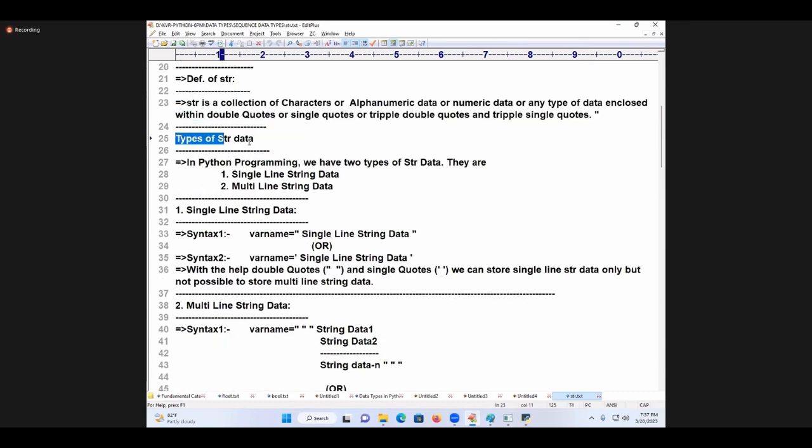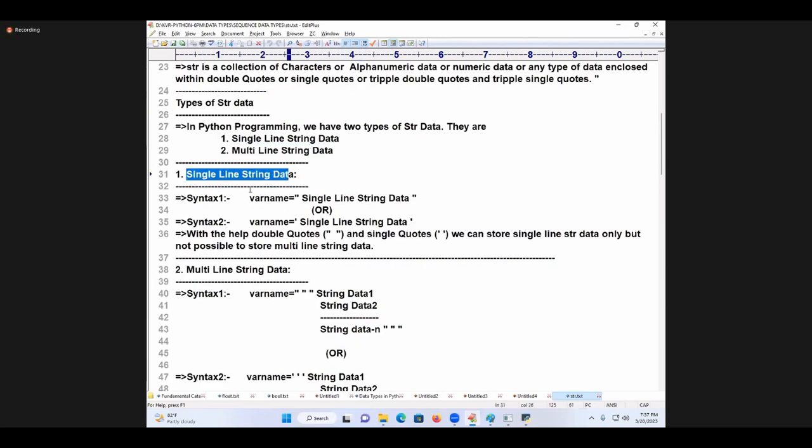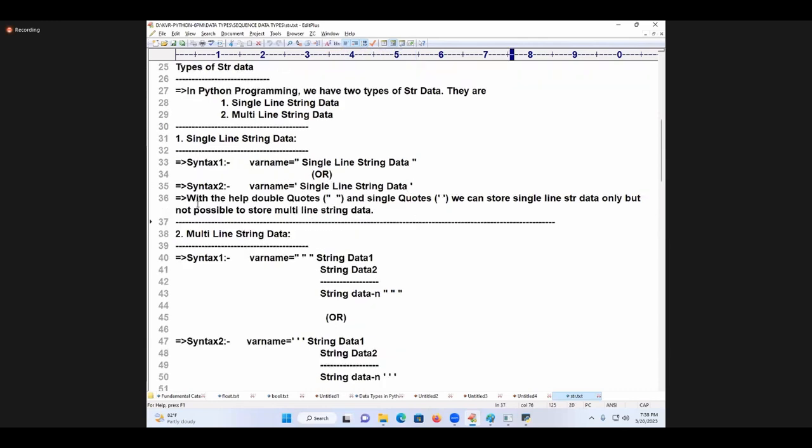Come to the point. Types of what? In Python programming, we have two types of STR. They are single line string data, multi-line string data. Single line string data. Syntax: variable name is equal to double quotes, single line string data, double quotes end. Or syntax 2: variable name is equal to single quotes, single line string data, single quotes end. With the help of double quotes or single quotes, we can store single line STR data only, but not possible to store multi-line string data.